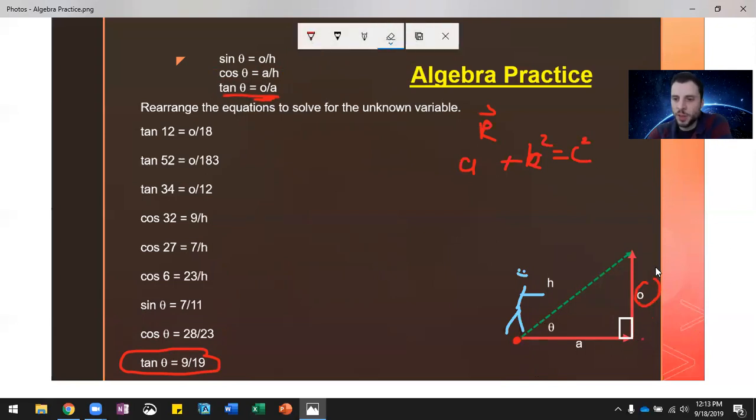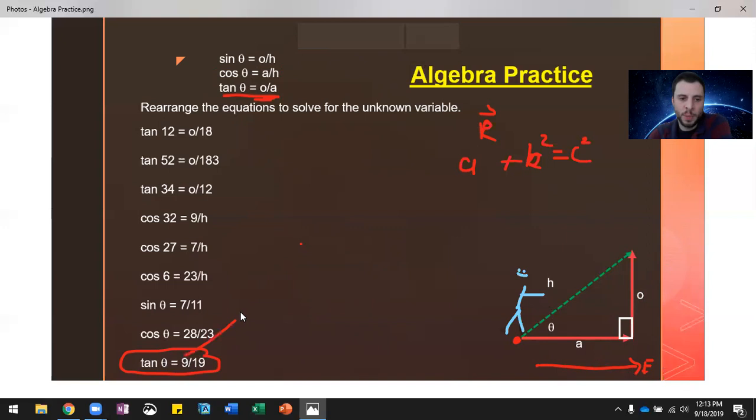And I'm using the adjacent side because that was our first direction that we walked. That was east. So we're going to be using these numbers for our diagram. So our tangent of that angle theta equals 9 over 19.